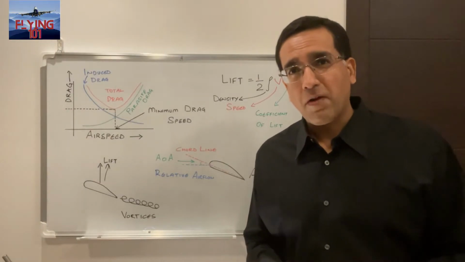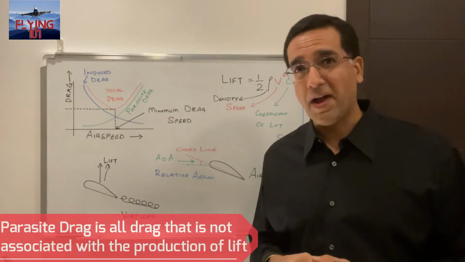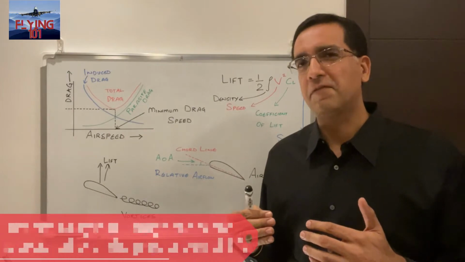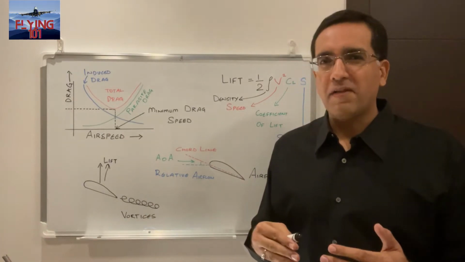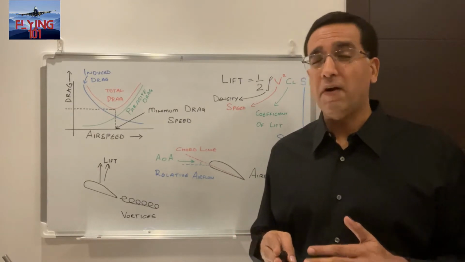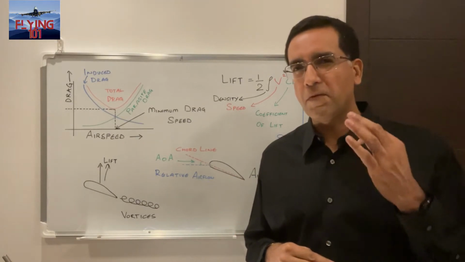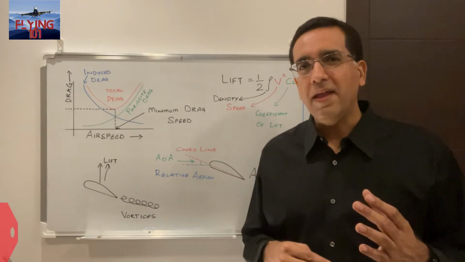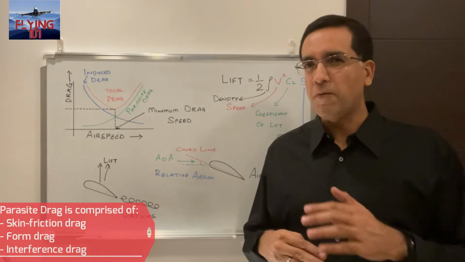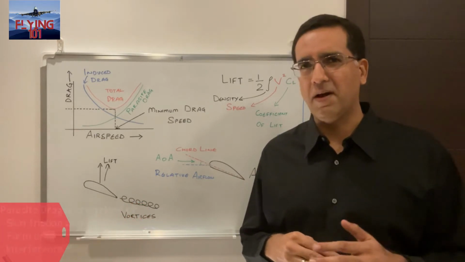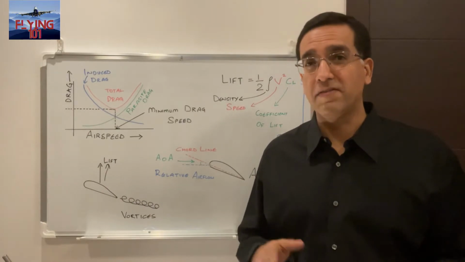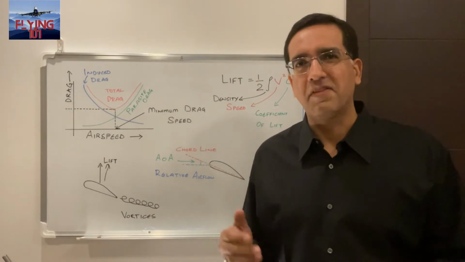The second type of drag we have is parasite drag, which is drag posed by the forces that work to slow an aircraft's movement. As the term parasite implies, it is not associated with the production of lift. Very quickly, parasite drag is actually made up of three types of drag, namely skin friction, form, and interference drag. Now, we wouldn't actually get into what those types of drags are, but just a high-level overview for you. But quite simply, think of parasite drag as a resistance posed by the airframe itself.